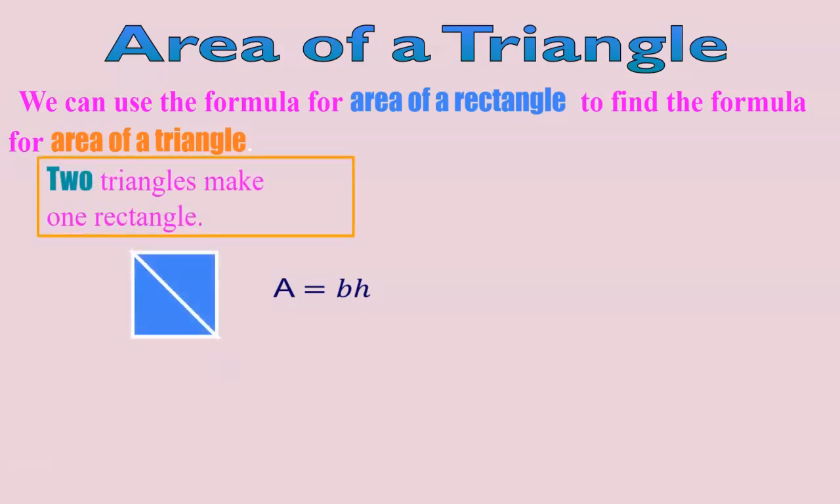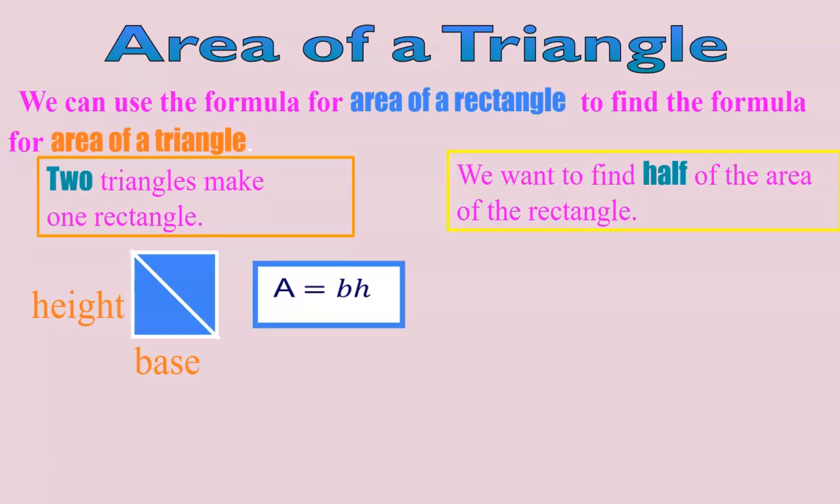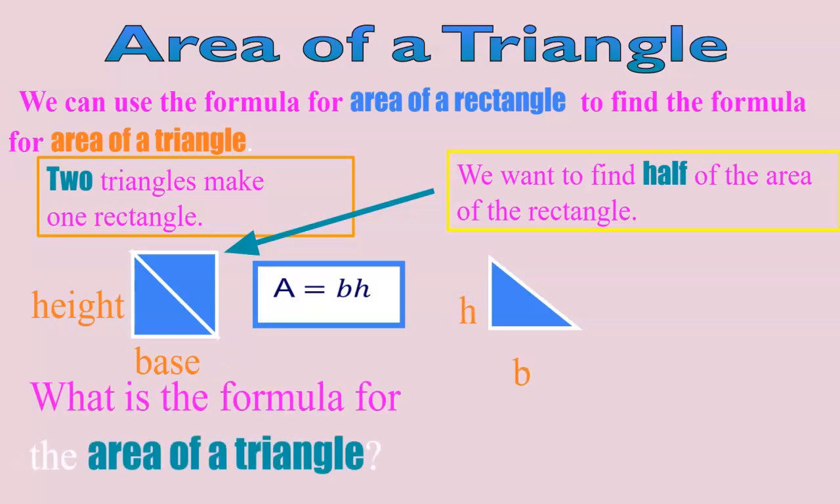Two triangles make up one rectangle. Here we see the base and the height of this rectangle. We want to find half of the area of one of the rectangles. So we are going to find half of the area which forms a triangle.